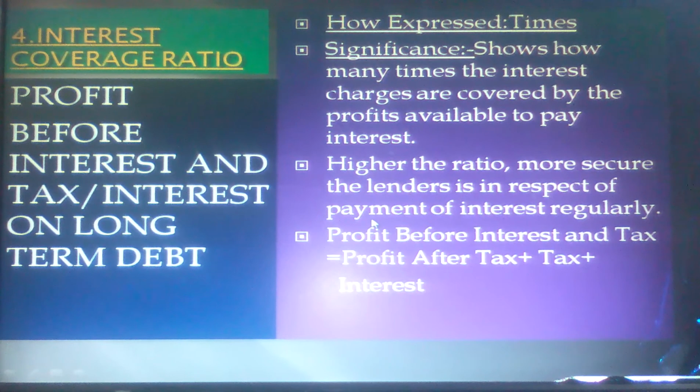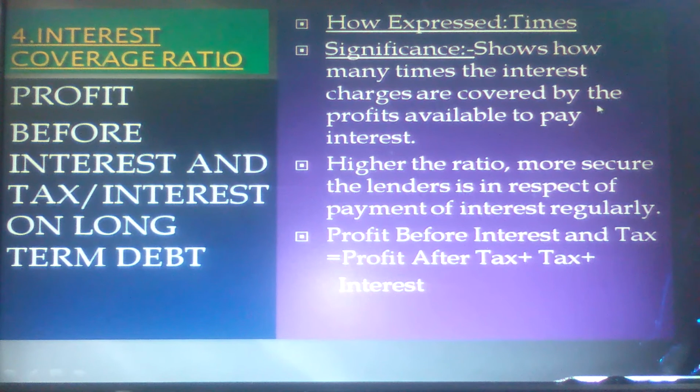Okay, the fourth one is interest coverage ratio. It's very important. So what is interest coverage ratio here? Nothing but profit before interest and tax divided by interest on long-term debt. What's the meaning of interest on long-term debt? See, any debt you borrowed by debenture like that, you have to pay the interest, correct? That interest you have to meet. Here the expression is times, number of times, maybe 1 or 2 or 3 like that.